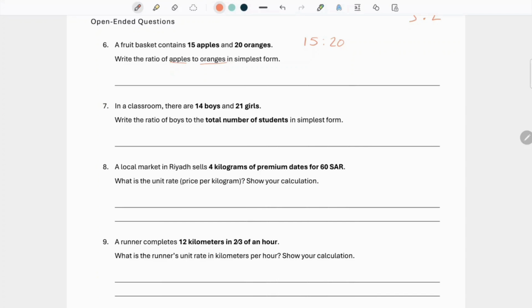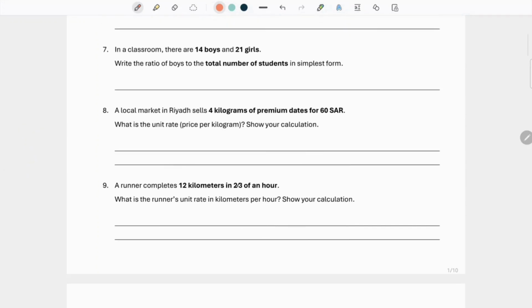Now, it says it wants it in the simplest form, so we're going to try and find the highest common factor and then divide both quantities by the highest common factor. So 15 and 20, the highest common factor of both of those is 5. So 15 divided by 5 is 3, and 20 divided by 5 is 4.